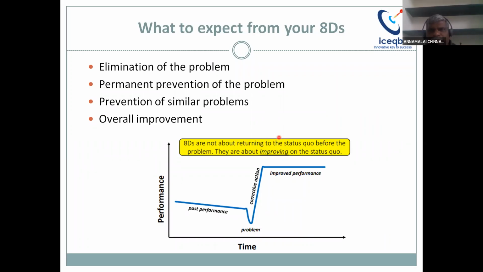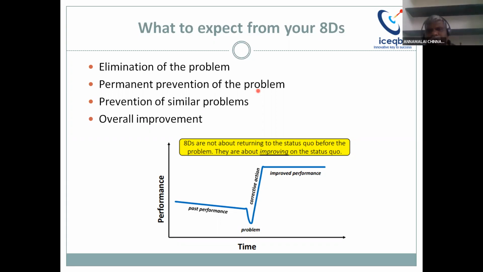Once you apply the 8D report, the 8D format, what can we expect from this particular process? The first one is the elimination of the problem. Whatever problem was there in the process, which was creating the non-conforming product, will be totally eliminated because we are identifying the root causes and taking permanent corrective action. Then permanent prevention of the problem. The problem will not occur again because we are going to take some preventive action, so that the problem will not occur again.